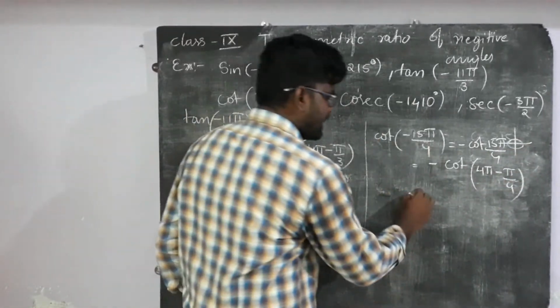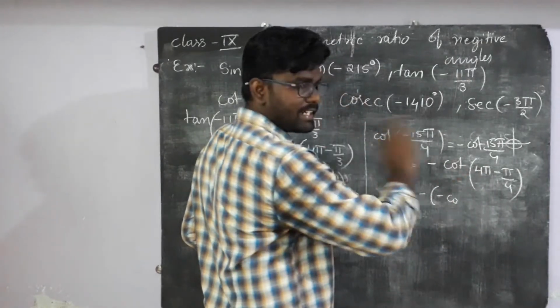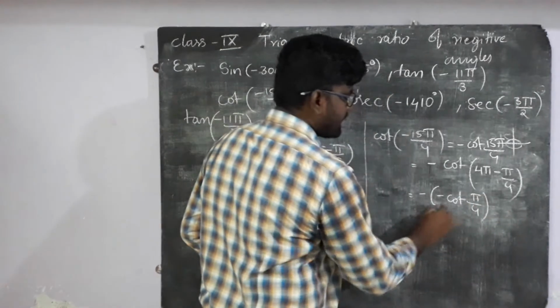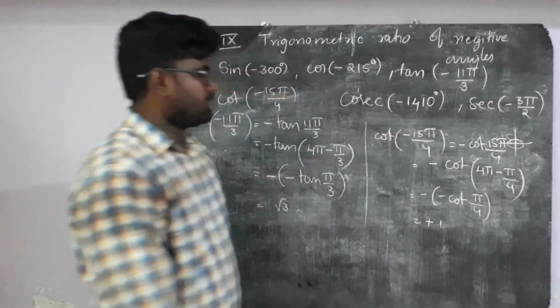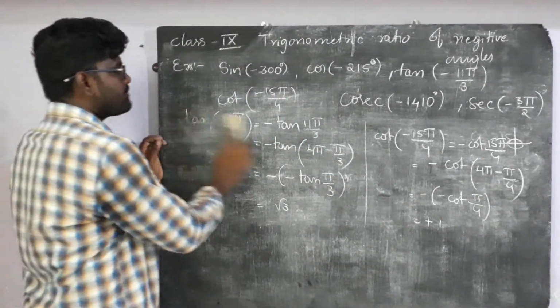That means already negative is there. Minus of minus, it is even multiple of 90. Trigonometric function doesn't change. Cot pi by 4. That means minus of minus plus, and cot pi by 4 value is 1. Okay. In the same way, next example, just we can observe first secant.